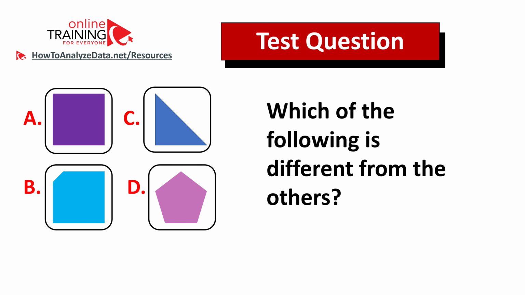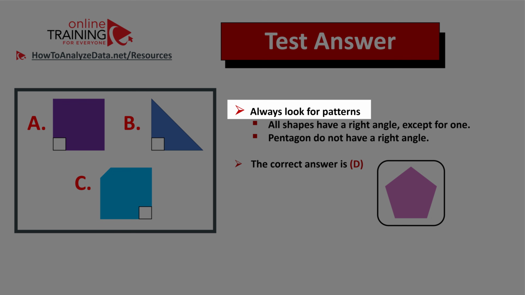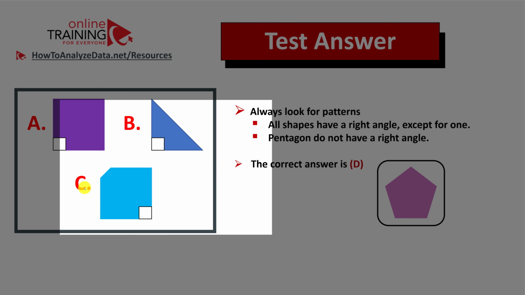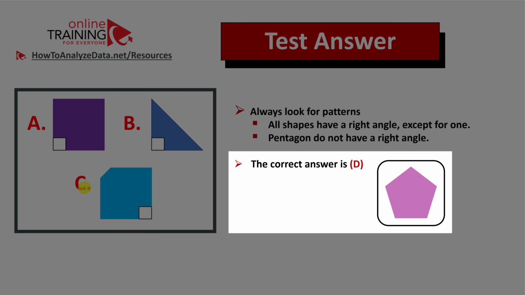Did you figure out the solution? Let's continue to see how we can get to the correct solution together. As usual, always look for patterns and commonalities between shapes. In this case, choices A, B, and C all have the right angle, and the right angle here is highlighted. What's interesting here is choice C was designed to mislead you because choice C has a cut corner. But the correct answer for this question is choice D.